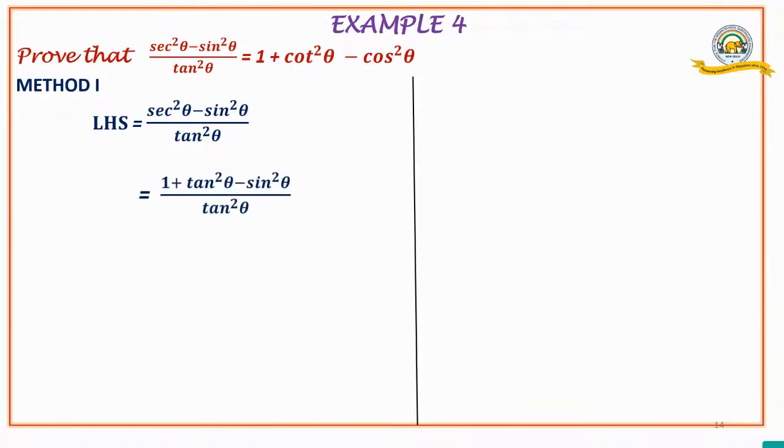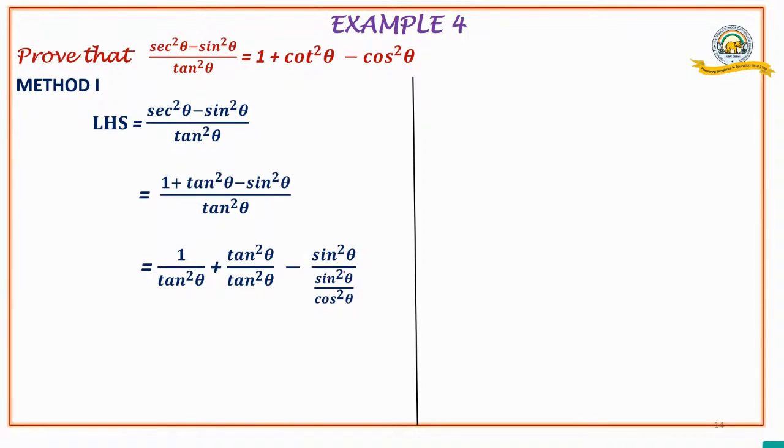So sec square theta, using one standard identity, is (1 plus tan square theta minus sine square theta) upon tan square theta. Now on the right hand side we have got 3 terms. Since I've got 3 terms, I'm separating each term: 1 by tan square theta plus tan square theta by tan square theta minus sine square theta by tan square theta.